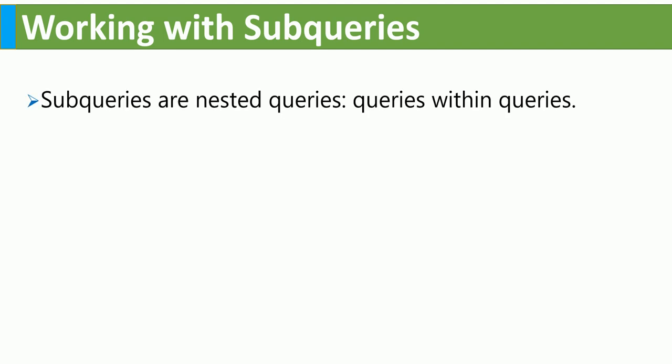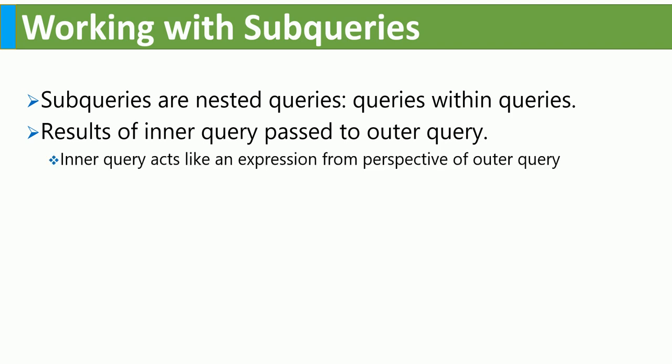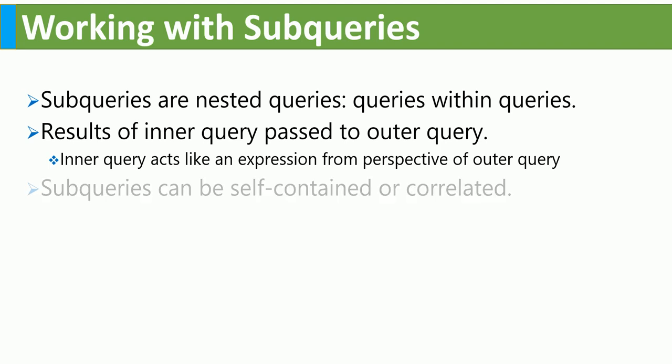So subqueries are nested queries, so a query within a query. Suppose you have written one query and inside it you would like to use one more query, that's called a subquery. The result of the inner query is passed to the outer query, which is the main query. Inside it, the result will pass out from the inner query, so the inner query acts like an expression from the perspective of the outer query.